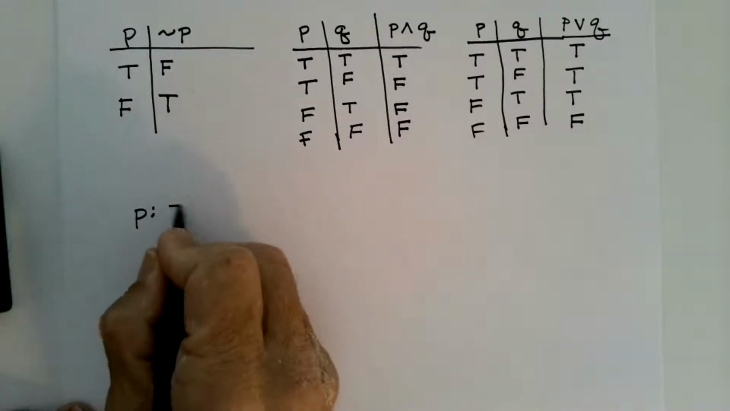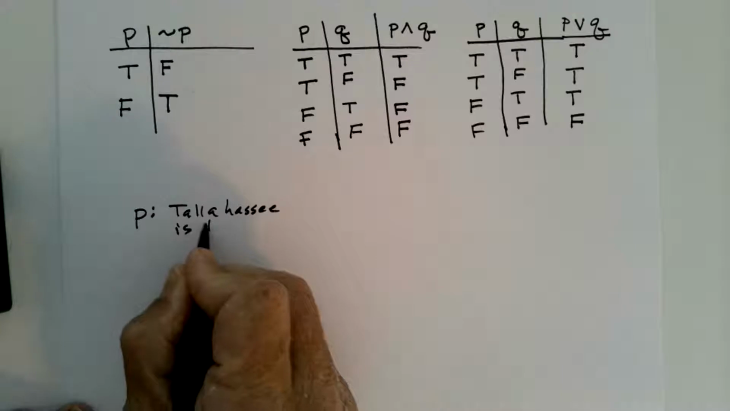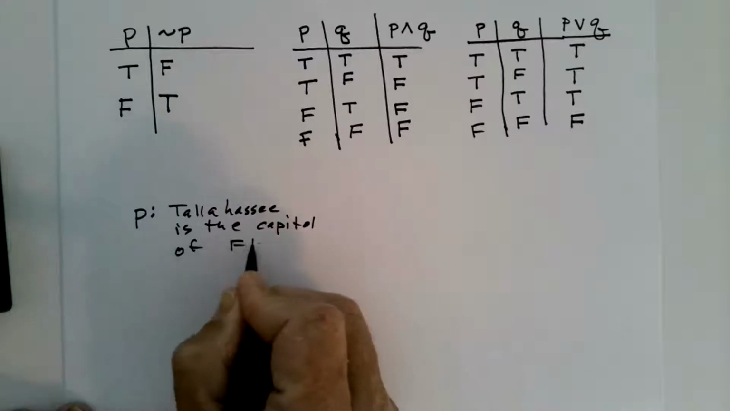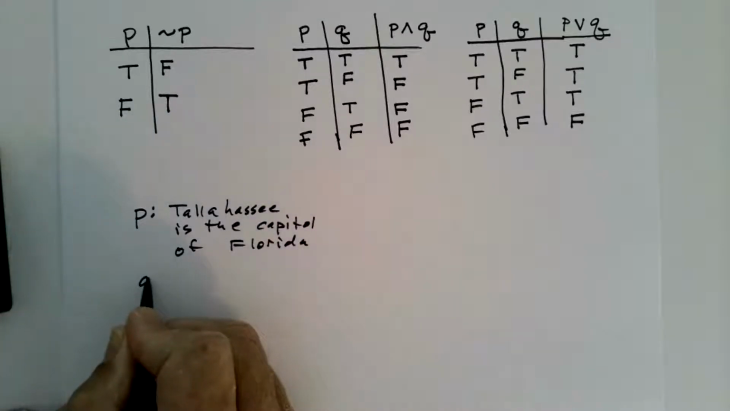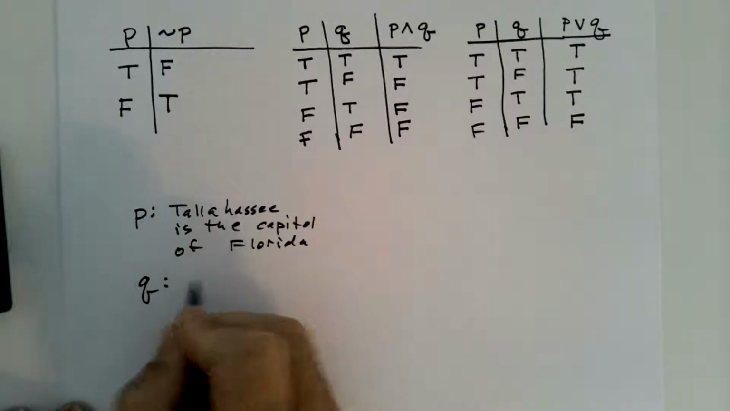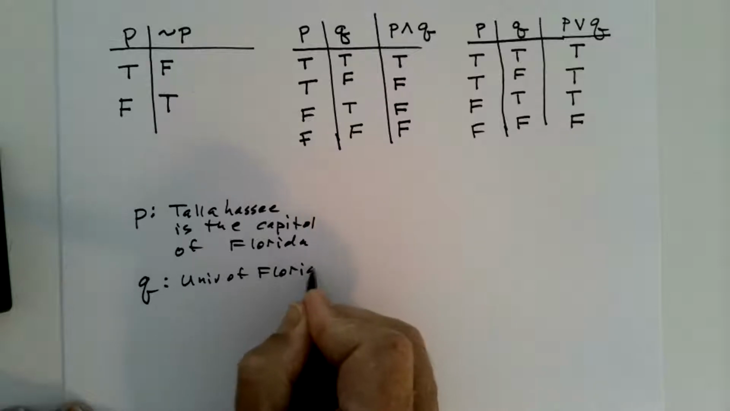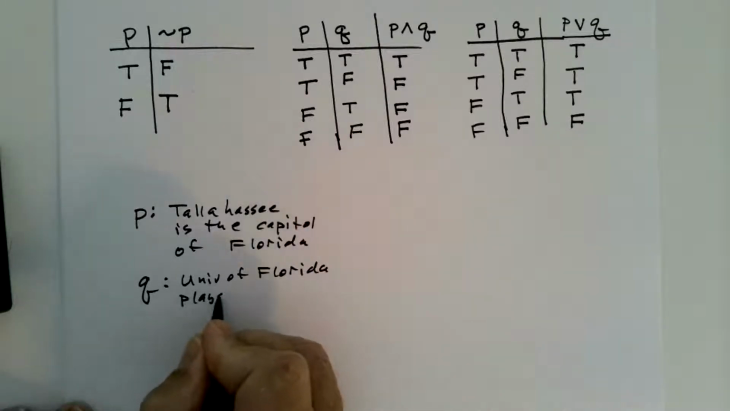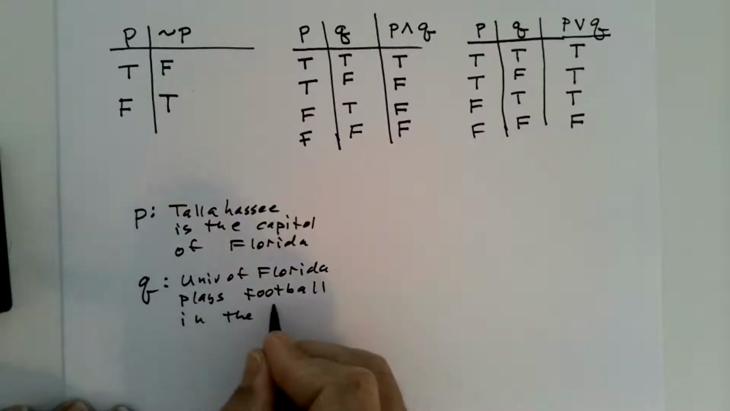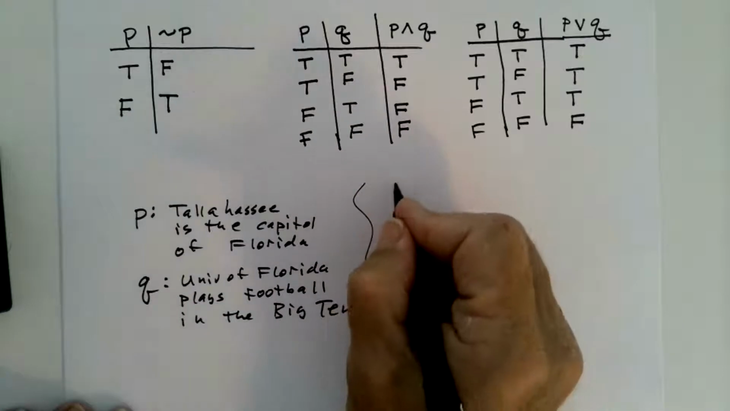So if P is the event, Tallahassee is the capital of Florida, and Q is the event that University of Florida plays football in the Big Ten. There's some things we want to know. We want to determine the truth value of the following.